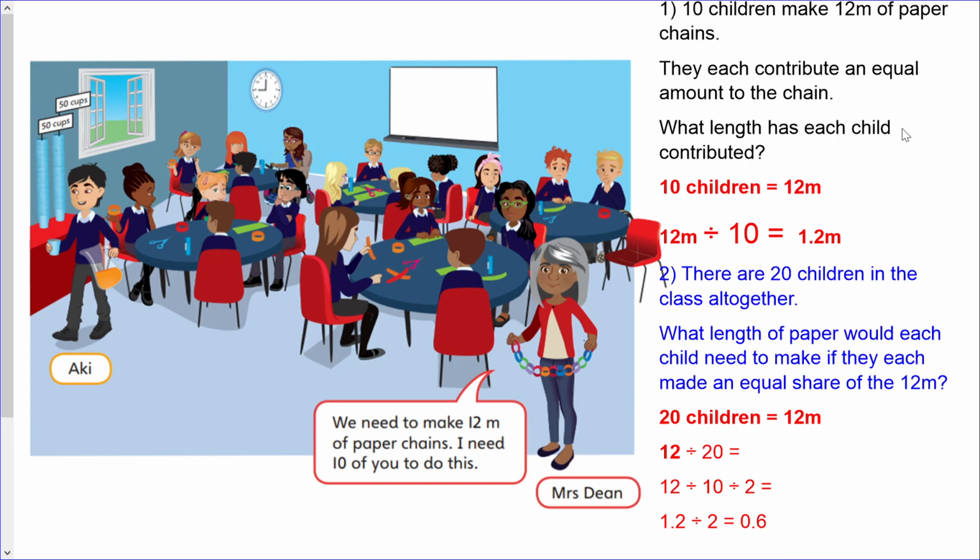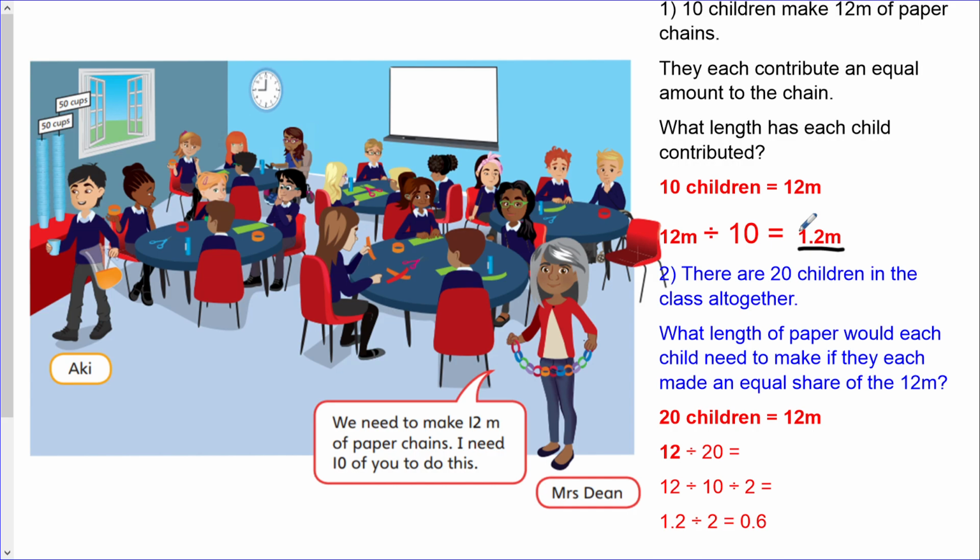If we had 10 sweets and we all had the same amount, they would be shared out between us. So if we have 12 meters of paper between 10 children, this 12 meters is being shared between the 10 children because they each contribute an equal amount to the chain. So to work out what one child would have contributed, we would do 12 meters divided by the 10 children, to get that each child would have made 1.2 meters of chain.